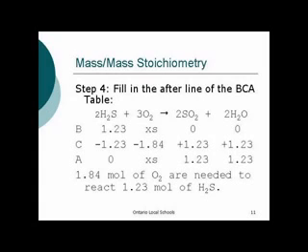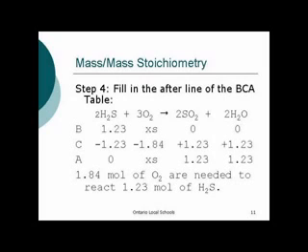For our O2, we know that we're going to use 1.84 moles of it. So we have our excess minus the 1.84 moles. We still don't know how much we have left over because we don't know how much we started with. So we just continue to put excess there. Our SO2 and H2O both increased by 1.23 moles. So from 0 plus 1.23, we have 1.23 moles of each of those.